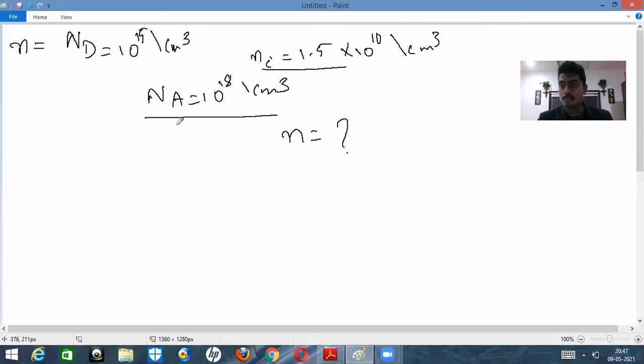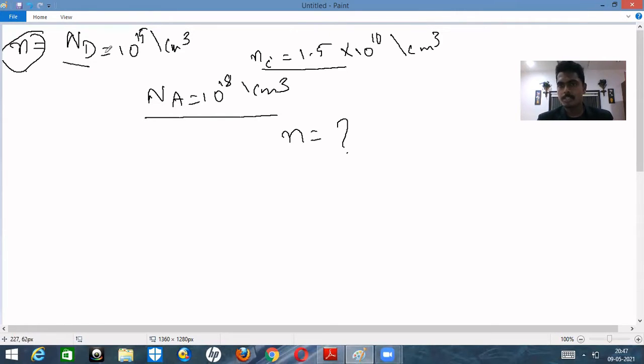Don't say, sir, since Nd is equal to 10 power 15, therefore the answer is 10 power 15. That is completely wrong. Because n is equal to Nd only if it is an n-type semiconductor. But here we cannot judge it as n-type, since Nd and Na both are present. If only Nd were there, then definitely n would be equal to 10 power 15. But since it consists of both Nd and Na, we cannot directly make Nd equal to n. I have already said that.